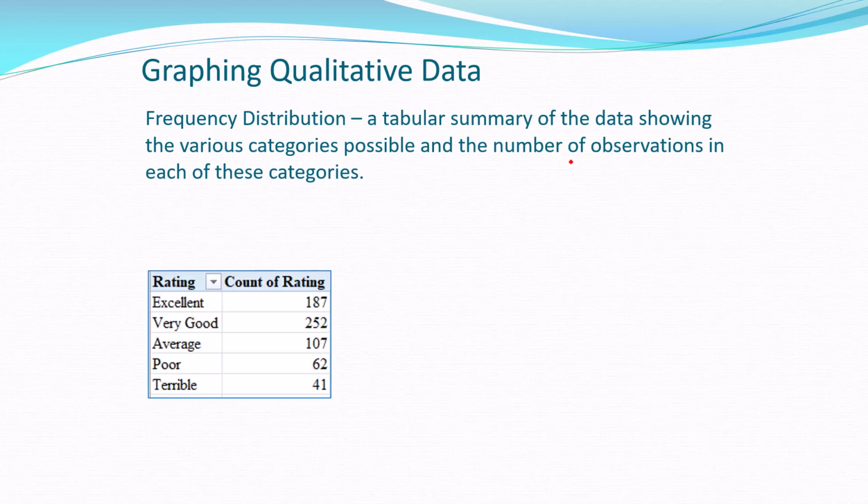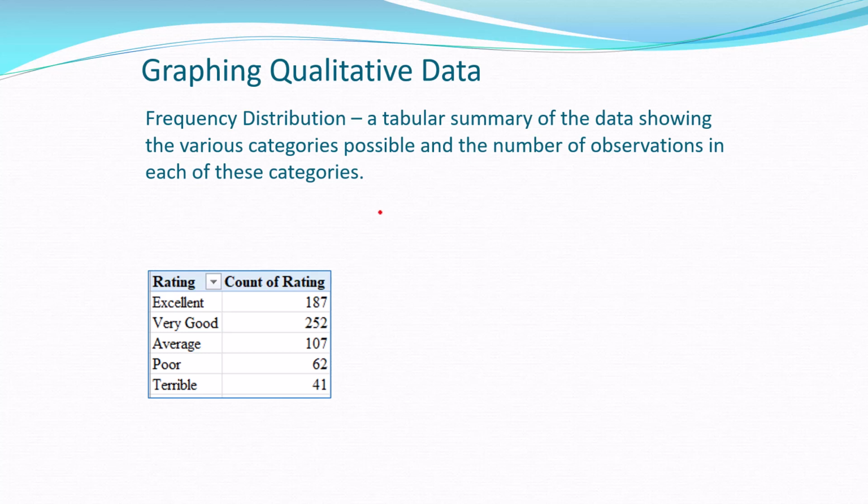And here I have one for you. There's a data set, and it's called hotel ratings. The hotel ratings data set consists of 649 different ratings of hotels. And the ratings were: this experience was excellent, very good, average, poor, terrible. And you can see the count, and that's a pivot table that I created in Excel for the different ratings that were found in this particular sample of 649 hotels. See, 187 said excellent, 252 said very good, 107 were average, 62 were poor, and then 41 terrible. That's what's called a frequency distribution.